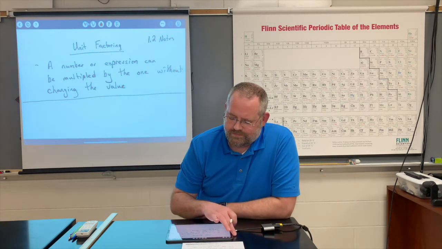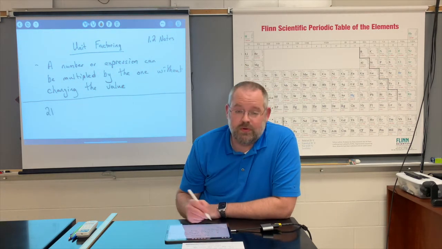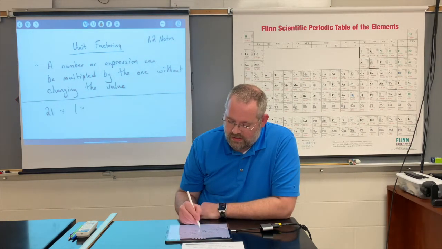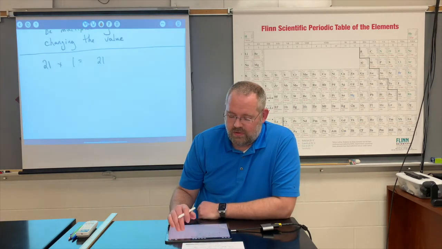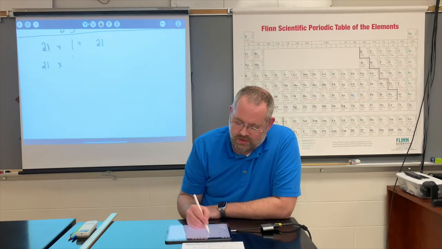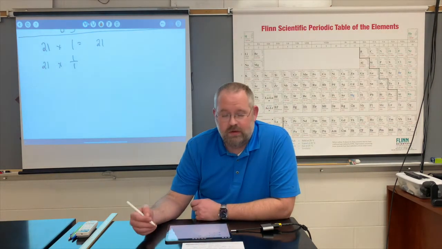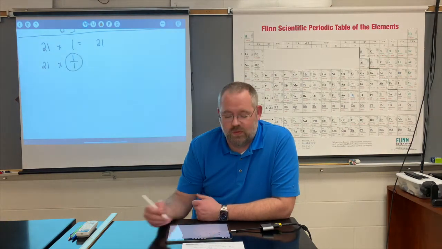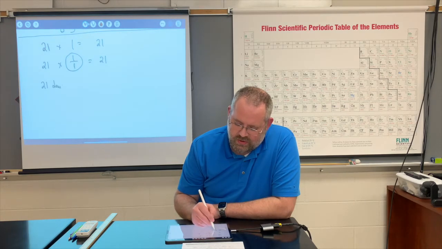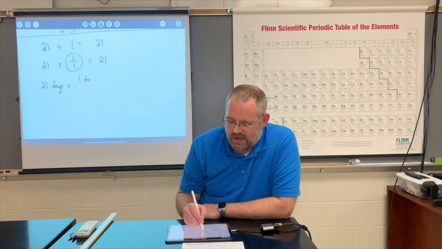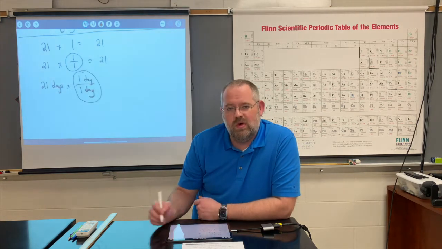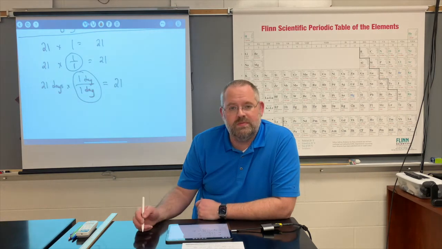Okay, so let me give you an example. If I have the number 21 and I multiply it by the number 1, well, we all know that that value is 21. Anything multiplied by 1 is itself. What if I multiply 21 times 1 over 1? Well, this still equals 1, so my answer is 21. What if I add some units here? If I have 21 days times 1 day over 1 day, well, that value is still 1. So I have 21 as my answer.